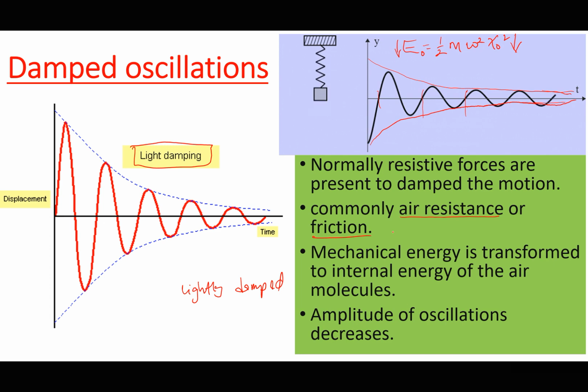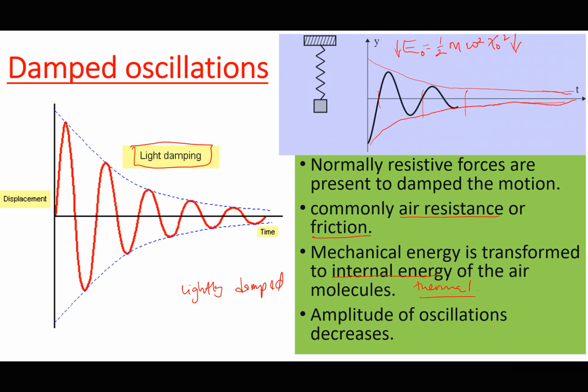So commonly it is resistance or friction, and mechanical energy is lost and transformed into internal energy of the air molecules. If it is air resistance, it could be turned into internal energy of the water molecules if it is in liquids. And this is basically going to become thermal energy or heat. So the amplitude of oscillations decreases, and that's what we call damping. This first type of damping is called light damping, or the system is lightly damped.